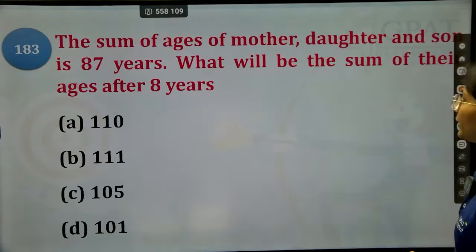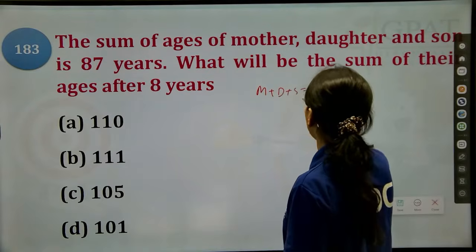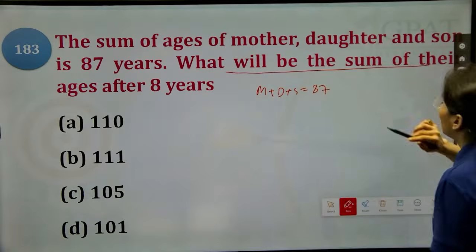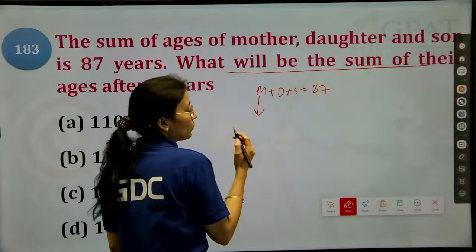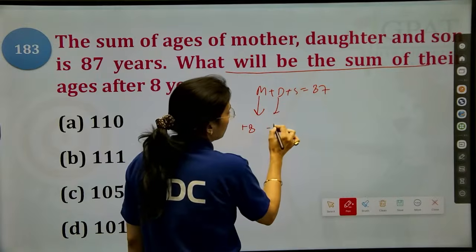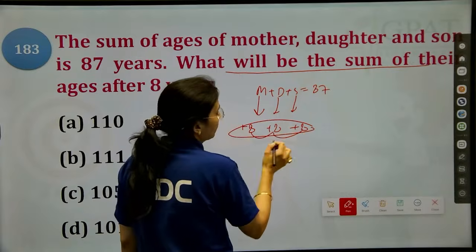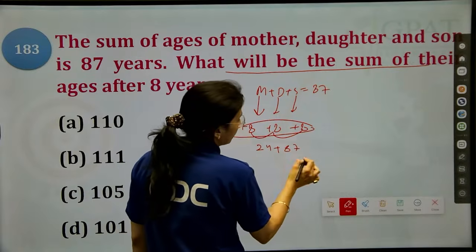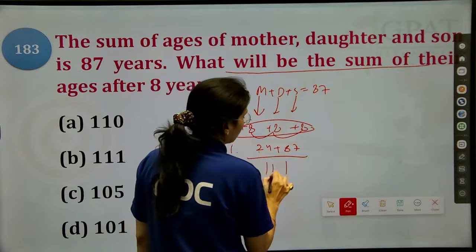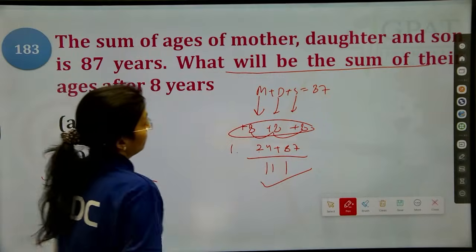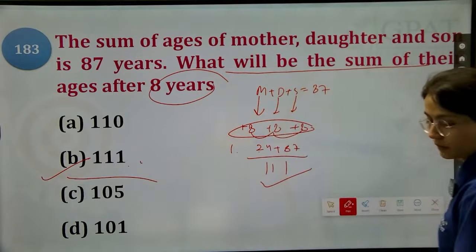Now, the sum of ages of mother, daughter and son is 87. What will be the sum of their ages after 8 years? After 8 years, we add 8 years to mother's age, 8 years to daughter's age, and 8 years to son's age. So we have to add 8 plus 8 plus 8, that is 24, to 87. The answer is 111. So the sum of their ages after 8 years is 111. Okay.